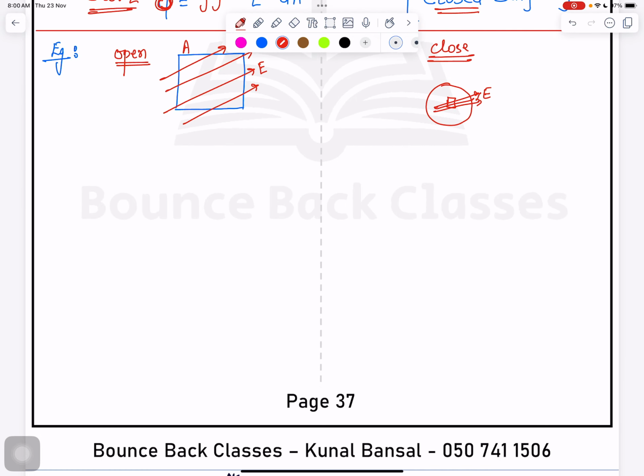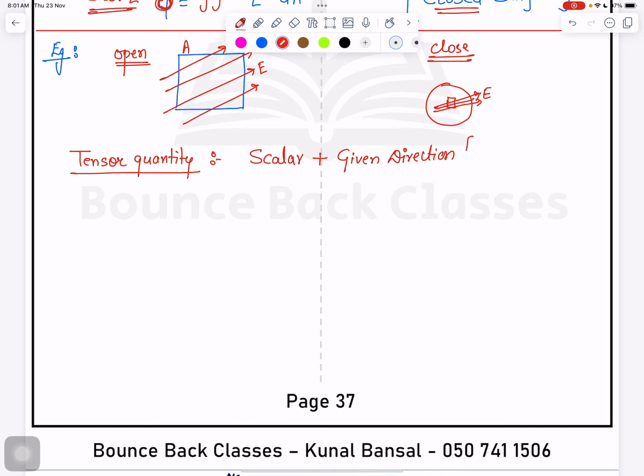Before going to learn any part of Gauss theorem, we need to learn about the tensor quantity. What is the meaning of tensor quantity? Tensor quantity means a scalar with a given or associated direction. In this, the direction is always outward. Just remember this: always the outward normal.